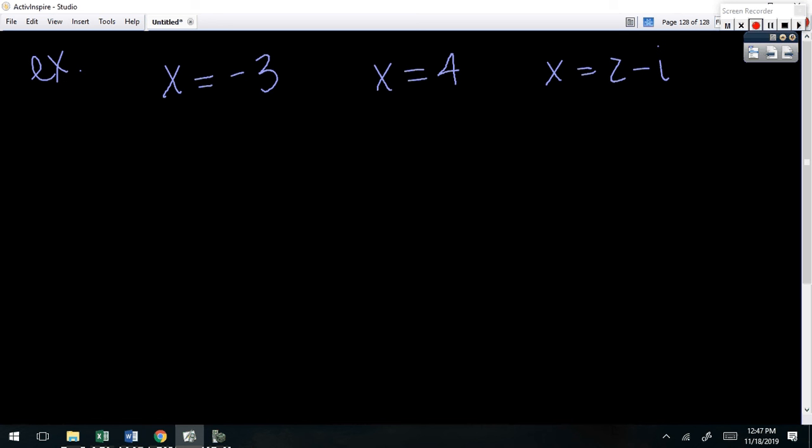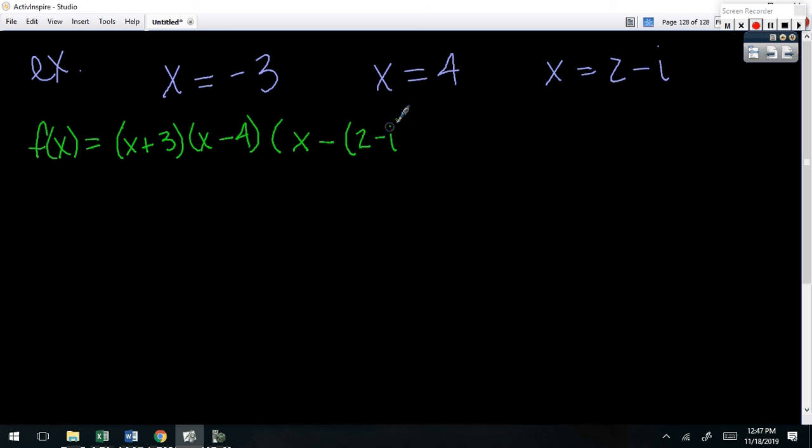All right. We're going to write the factors of the real zeros first. I'm just putting f of x equals. Give me the first factor. x plus 3. And x minus 4. All right. Now we've got to do the imaginary numbers or the complex numbers, right? So what's it going to be? x minus (2 minus i).